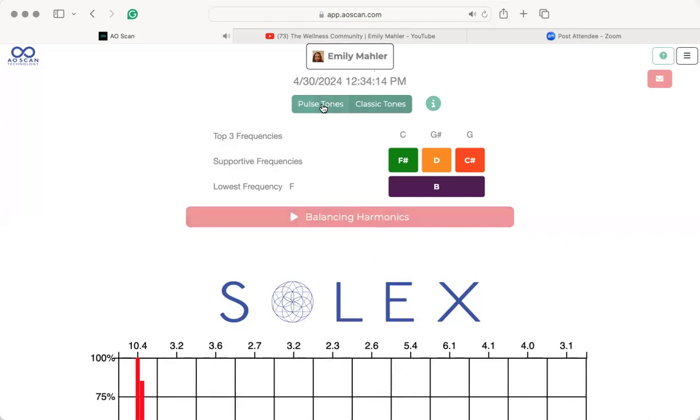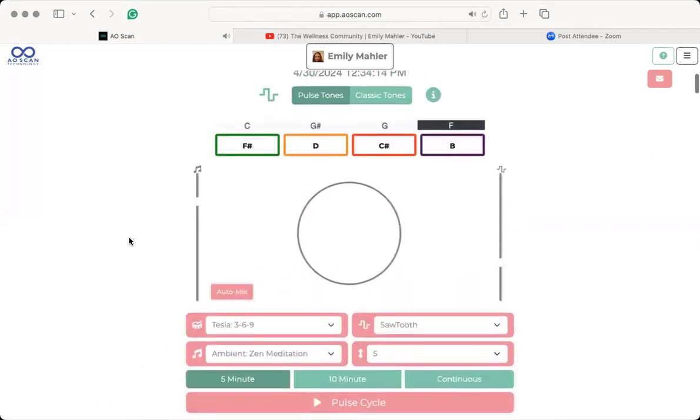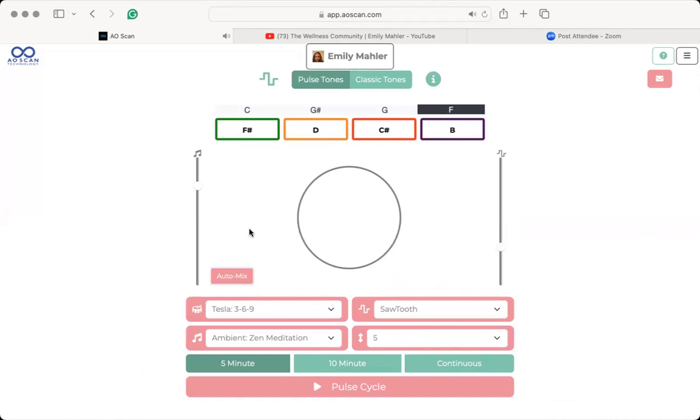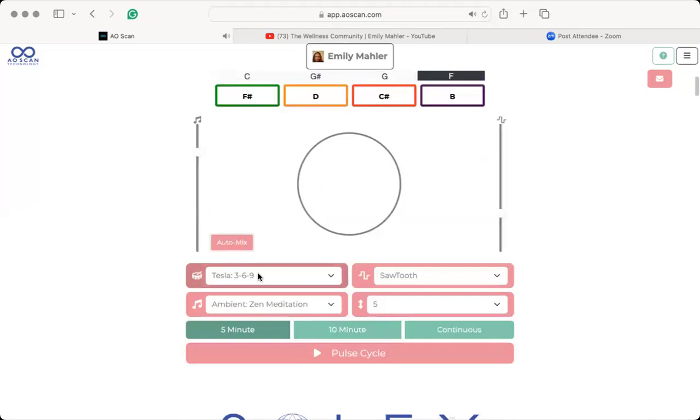The pulse tones is a little more customized, which I absolutely love. So up here, this grayed out area are your top three frequencies, and this last one here is your lowest frequency. And then these boxes are your frequencies that are balancing. I personally prefer to click auto mix because when you click auto mix, it will shift these options, which I already did. But you can also play with them if you want.